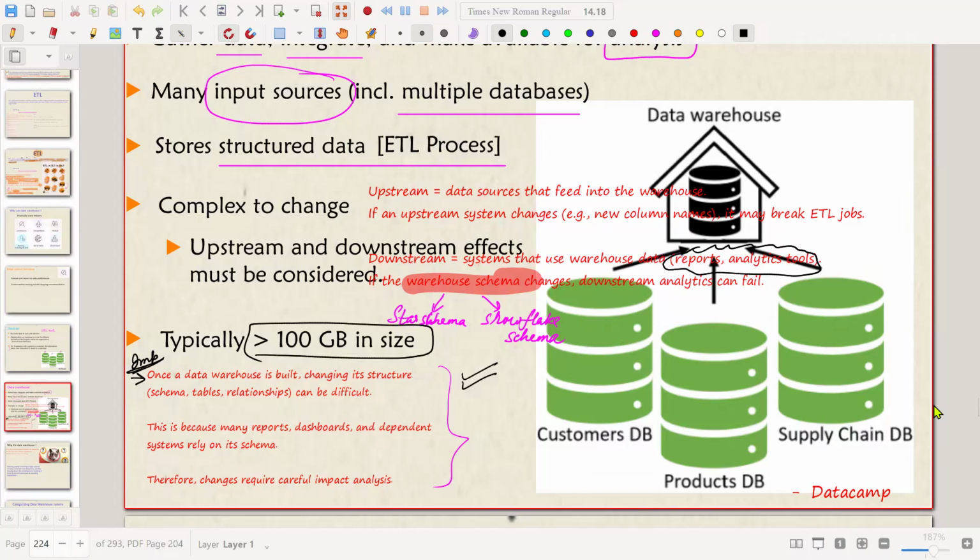So you can see, this is because many reports or dashboards or your dependent systems rely heavily on the schema. Okay. So just hold on to it. What is schema? Schema is nothing but a structure. It is how you are storing the data. Like maybe I have to see, suppose this is me.